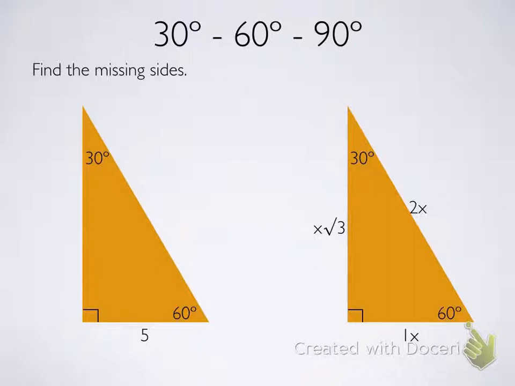Alright, here's another one. Let's see the 5. So what are we going to have for our hypotenuse here? You got it. Awesome job. 2 times 5 is 10. And then for this side over here, we're going to have, very good, 5 square roots of 3. Alright, another example. See what you get. Well done! 2 times 7 is 14, and the other side is 7 square roots of 3.